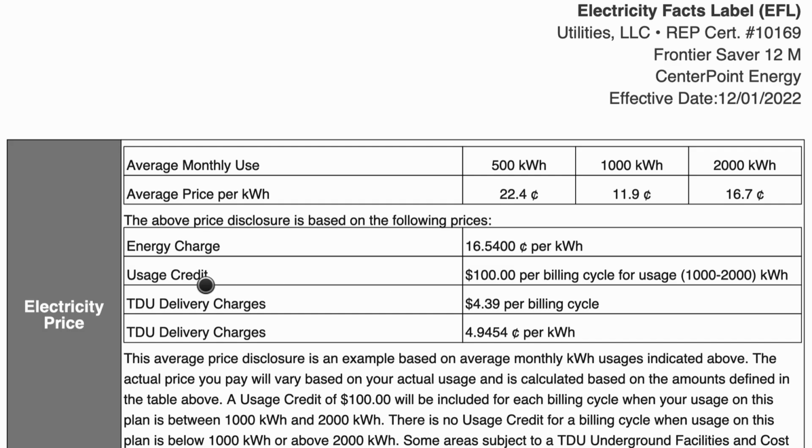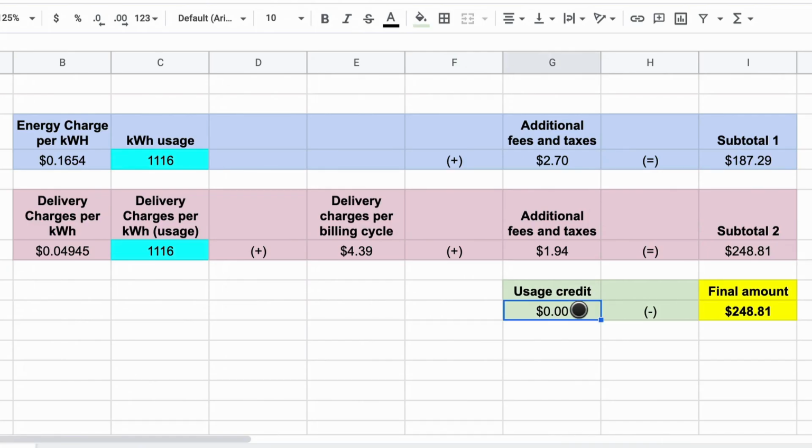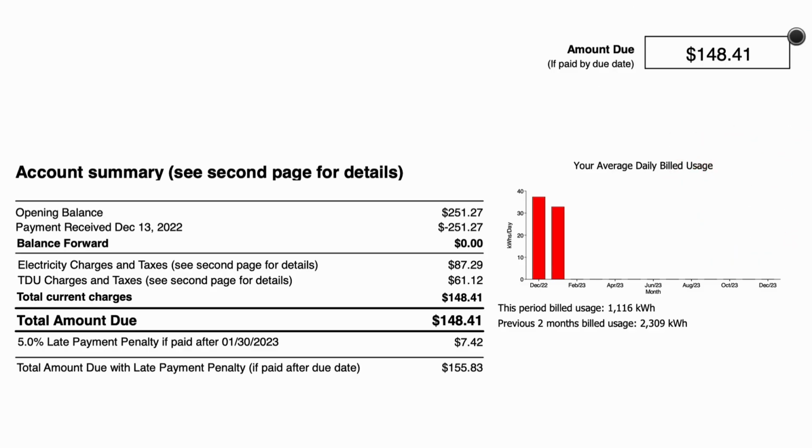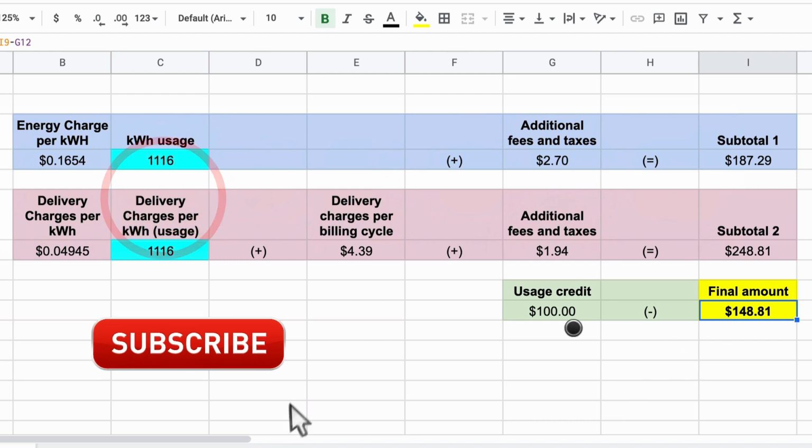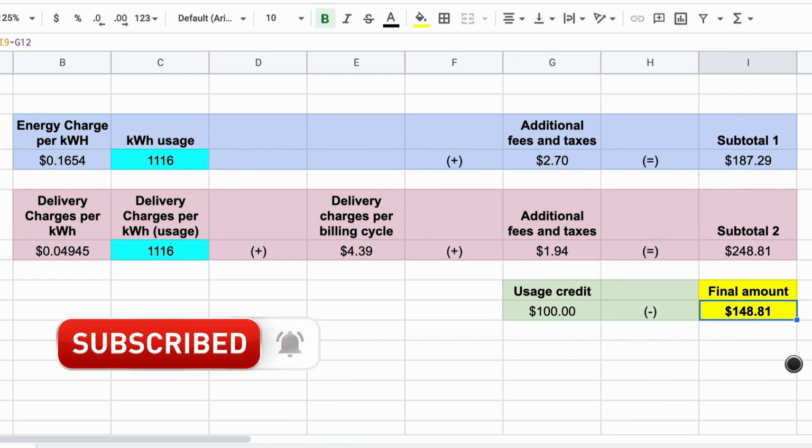$284. Now, depending on the plan that you have, in this case we have this usage credit, which gives us a credit of $100 if the usage is between 1,000 and 2,000 kilowatt hours. So in this case, we can apply that credit and subtract the $100. And so our final bill is this amount, approximately $148. As you can see, this is the amount that we pay based on the usage and the rate. And so you now know how to calculate the actual final amount that you will be paying.